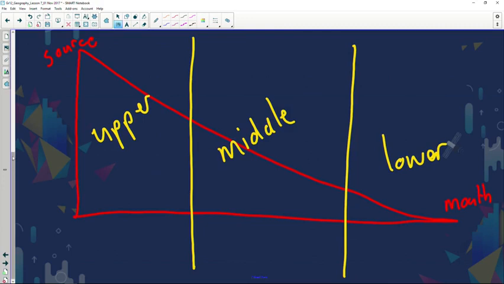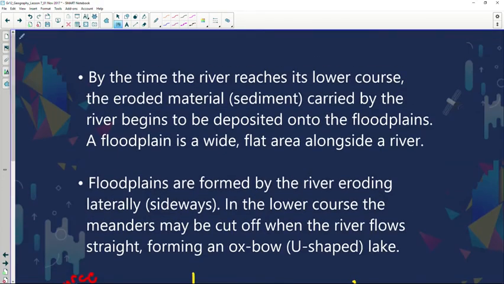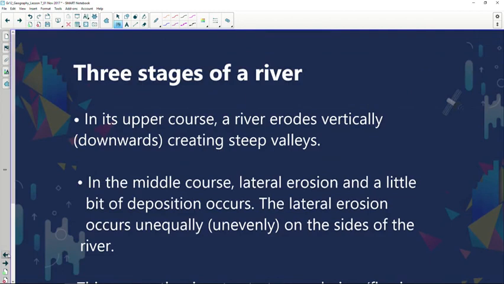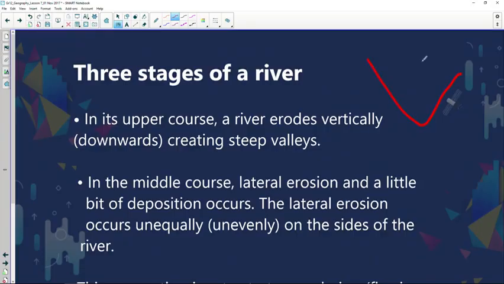Now let's quickly look at the characteristics of each of these stages. In the upper course, as you can see in the diagram I've drawn below, it's very steep where the origin of the river is. If I draw a transverse profile, we will usually experience downward erosion, because the river is still very narrow in the upper course because of the very steep gradient.